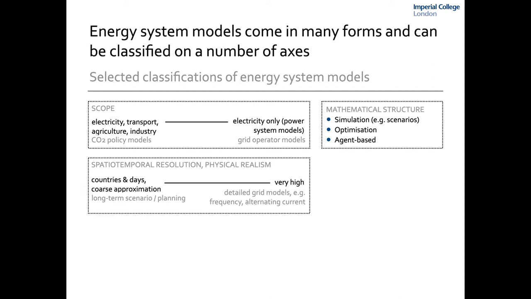There's also quite a big difference in the mathematical structures of energy system models. I've listed three here. One is simulation, where we define rules for how an energy system works and simulate how it behaves in different scenarios. Another big one is optimization, where we're looking for the optimal decision or optimal strategy given some data. And a third one is agent-based, where there are different actors that can behave independently and we're trying to understand how the system will behave under those actors.